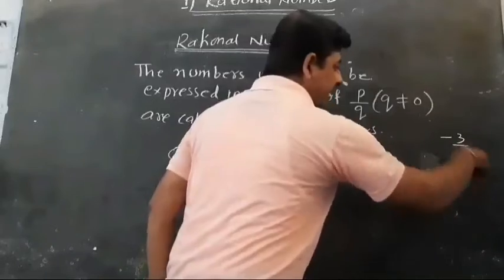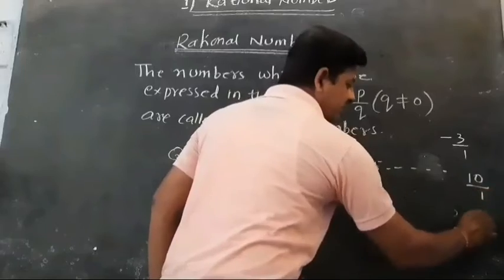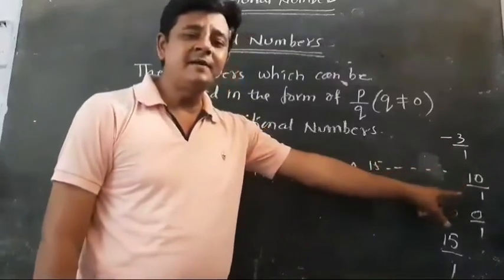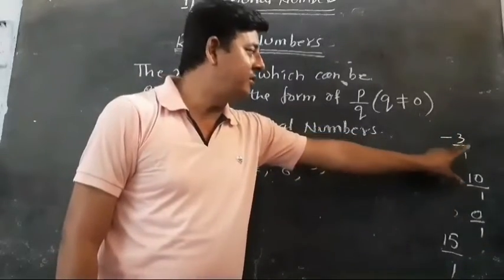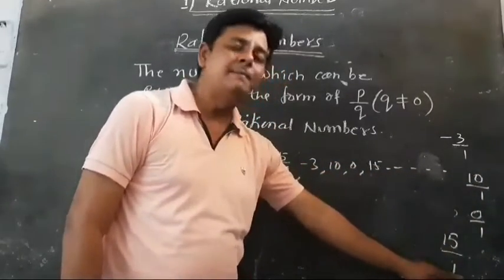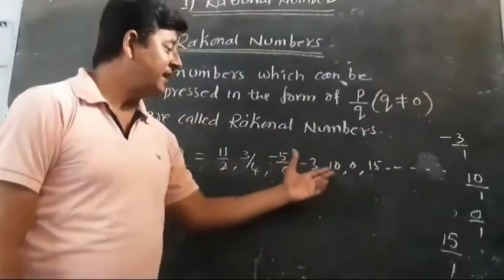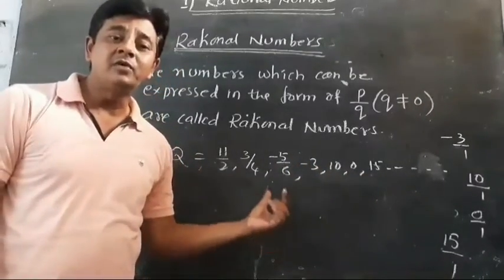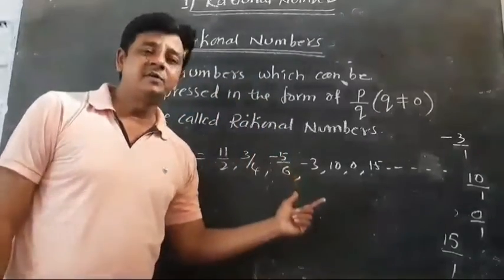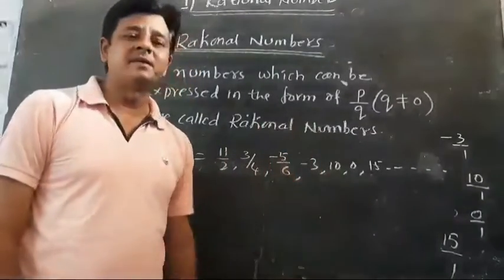Minus 3 means minus 3 by 1. You can write 10 by 1 or 0 by 1 or 15 by 1. These are also in P by Q form. Understand? Minus 3 by 1, P by Q. 10 by 1, P by Q. 0 by 1, P by Q. 15 by 1, P by Q. That's why these are also rational numbers. Minus 3, 10, 0 or 15, these numbers also you can indicate in the form of P by Q. So these are also rational numbers.